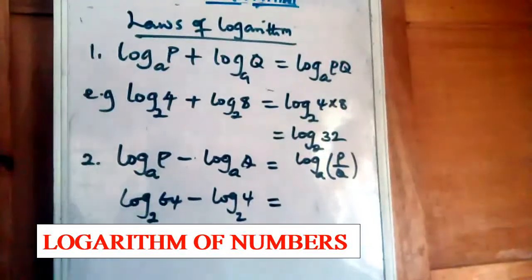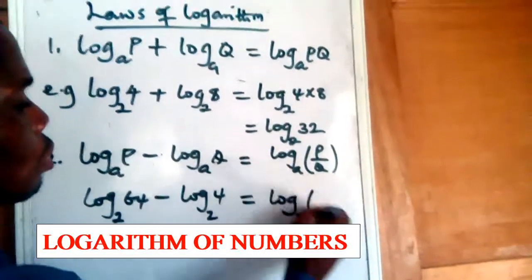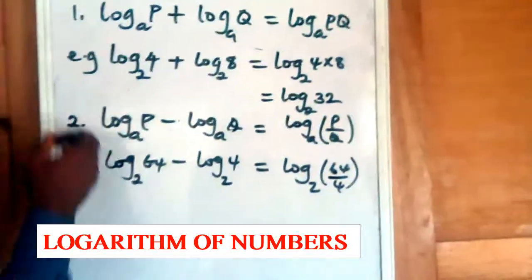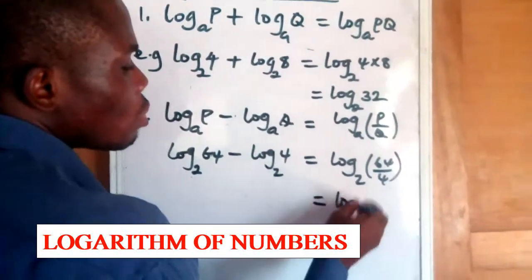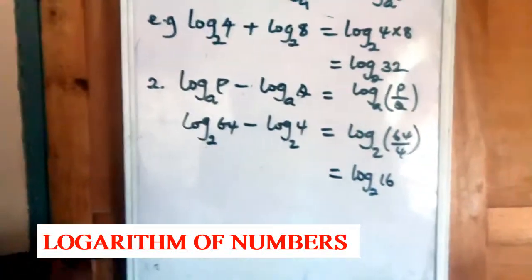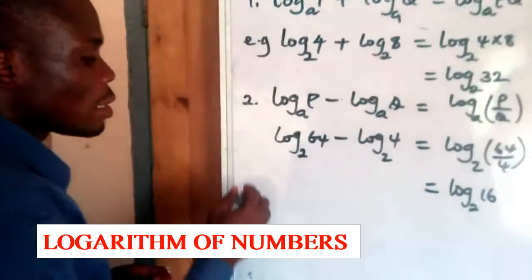In case you have log base 2 of 64 minus log base 2 of 4, this is the same thing as log base 2 of 64 over 4, right? You applied the subtraction law. That will be the same thing as log base 2 of 16, because 64 divided by 4 is 16. I hope you are getting it.